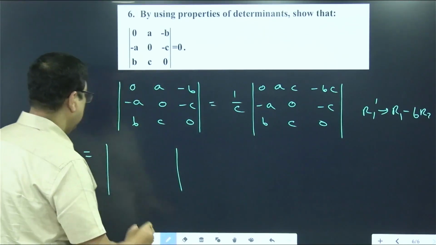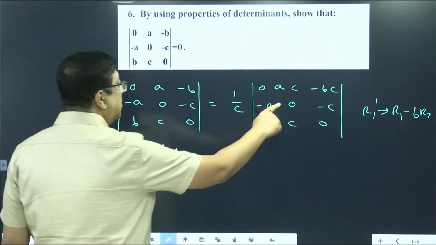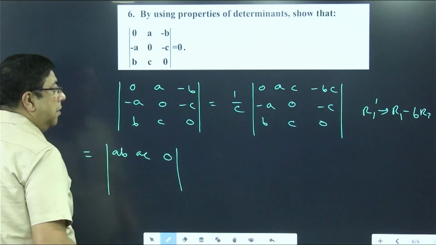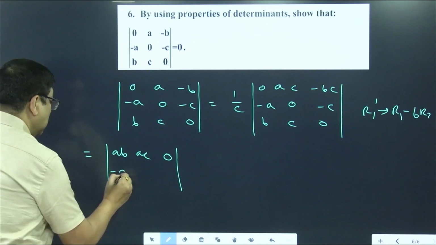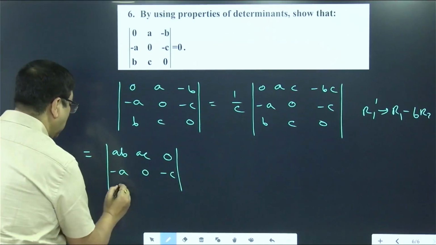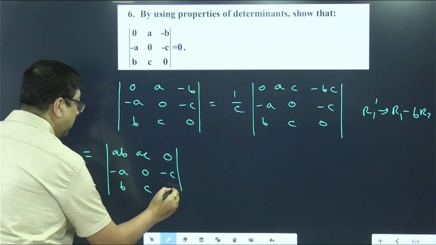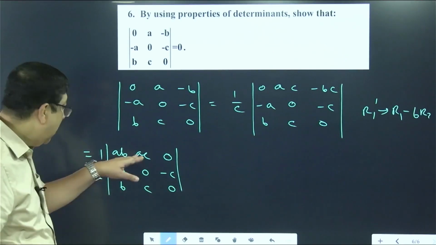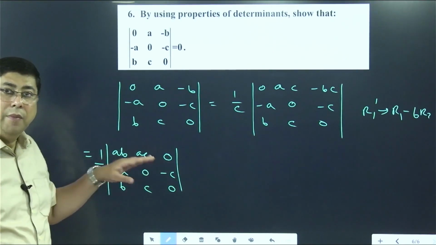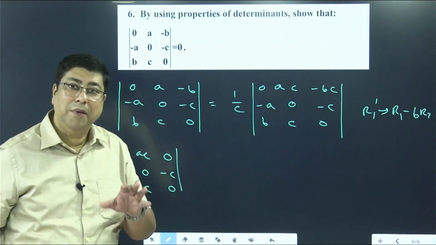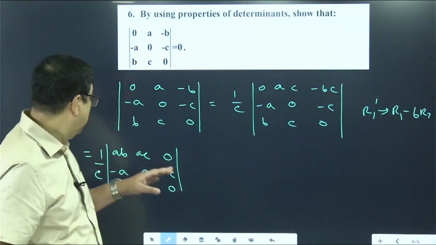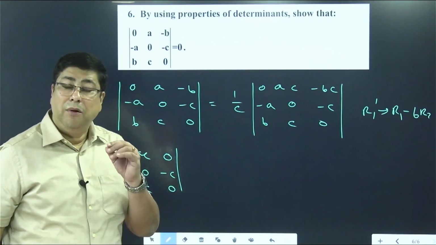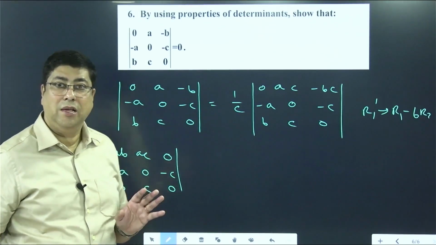This is coming AB. Here it is coming AC. Here it is coming 0. And others are remaining the same, minus A, 0, minus C, B, C, 0. Here it was 1 by C. Now I am taking A common from row number 1, because always you have to keep in mind, whenever the answer is coming 0, any two rows or columns should be identical. Generally, in the general case, there are exceptional cases also.